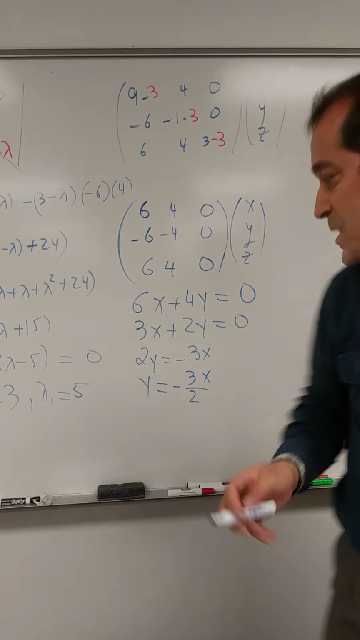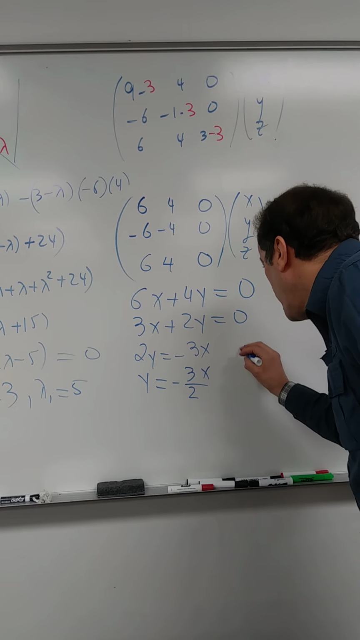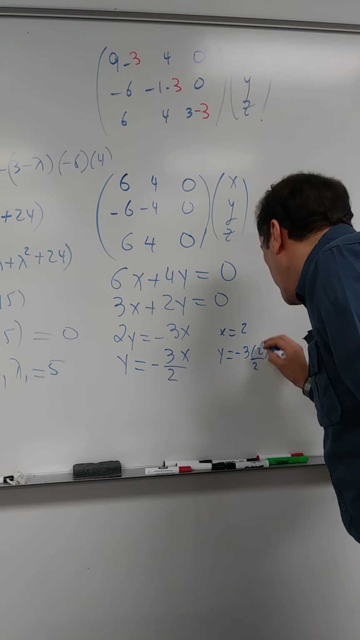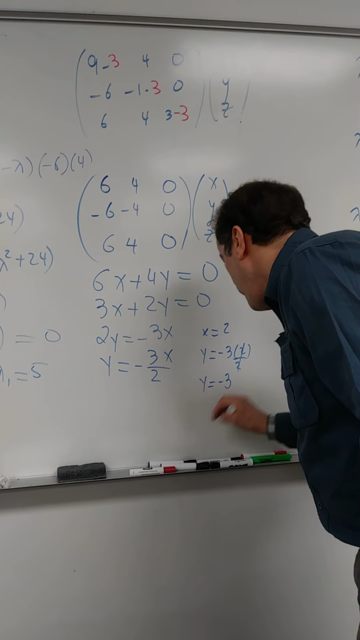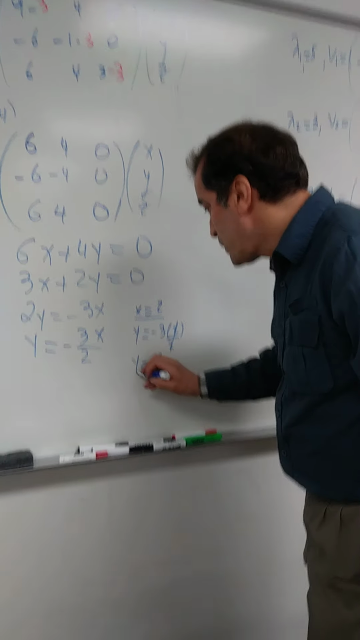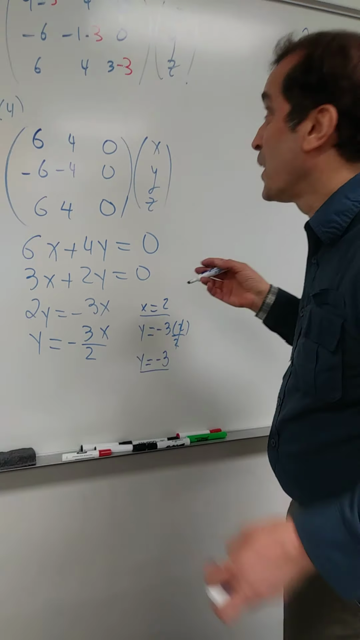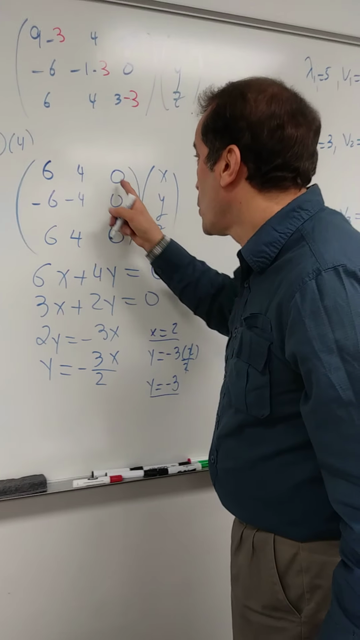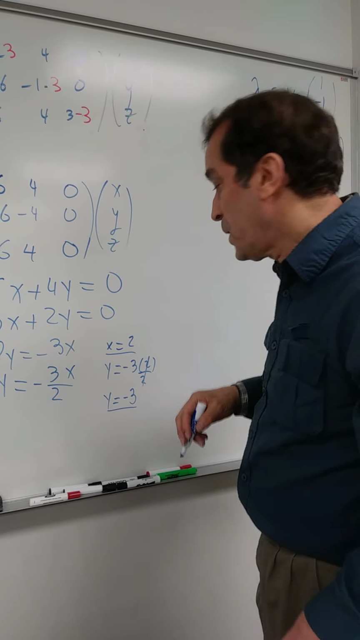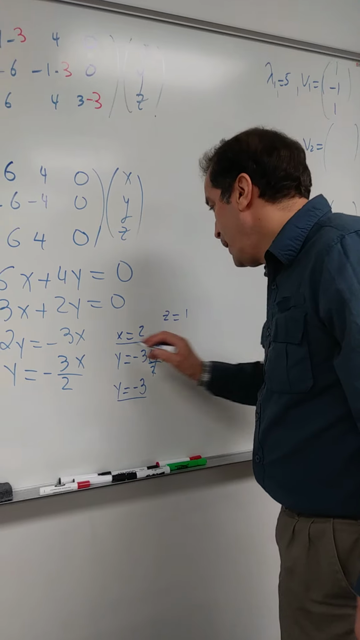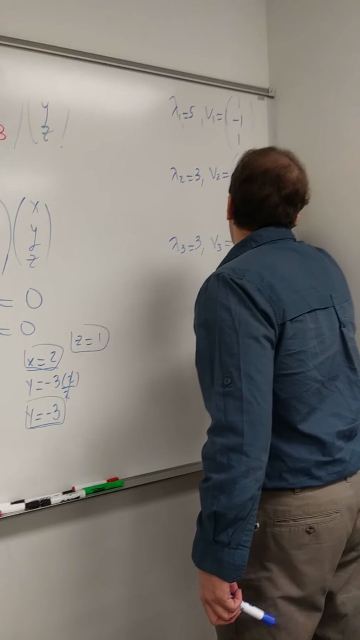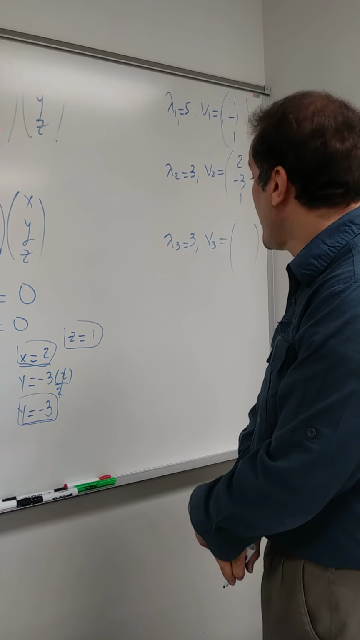What I'm going to do is pick x equals 2 this time. If you pick x equals 2, then y equals negative 3 times 2 over 2, so y equals negative 3. So I picked x equals 2, y equals negative 3. Now for z, I can pick anything because the third column is 0, so 0 times any number is still 0. I can pick z equals 99, or I can pick z equals 1. So x equals 2, y equals minus 3, z equals 1. 2, minus 3, and 1. And that gives me the second eigenvector.